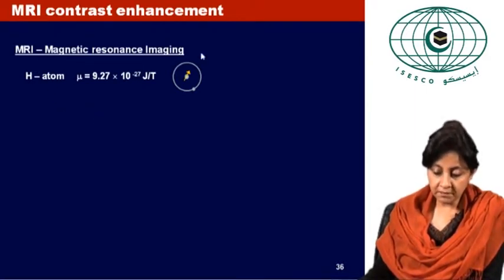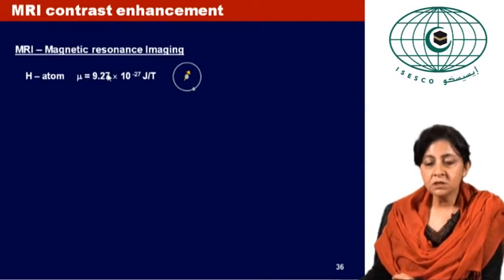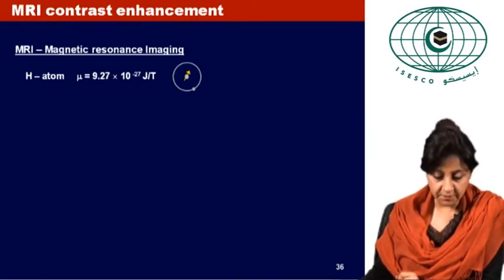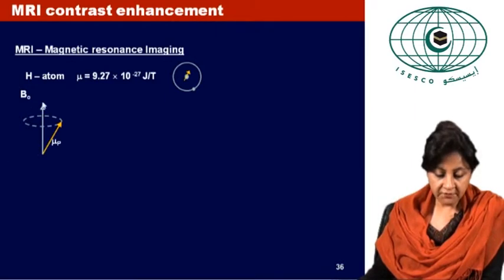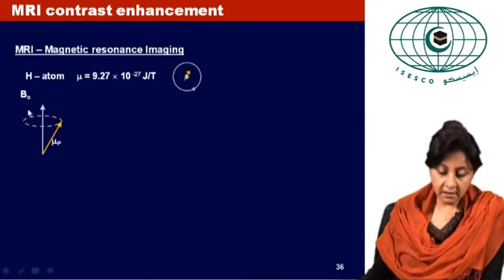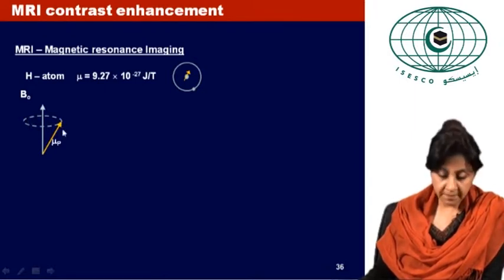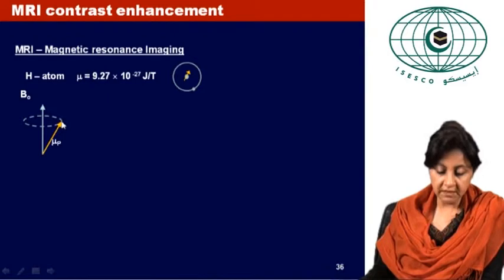So if you look at the hydrogen atom, then the proton has a magnetic moment of 9.27 times 10 to the power minus 7 joule per Tesla, and it is the magnetic moment of the proton which is being used in magnetic resonance imaging. So if a field is applied, for example, in the direction of B naught, let's say the Z direction, then this field causes the magnetic moment to precess around it, so that the tip of the vector magnetic moment lies along this circular path, and the projection of the proton's magnetic moment on the field axis remains constant.